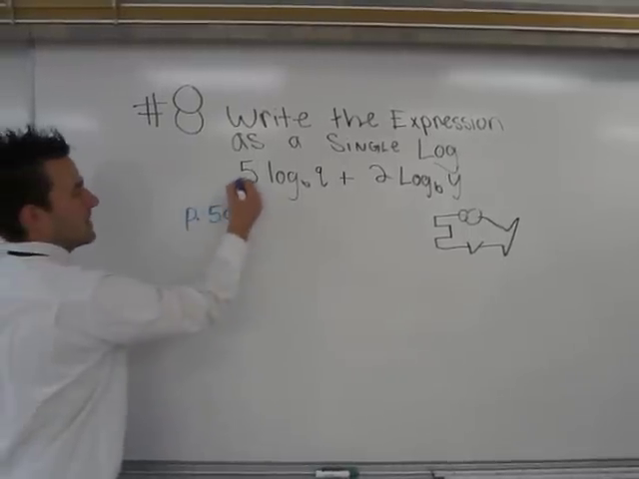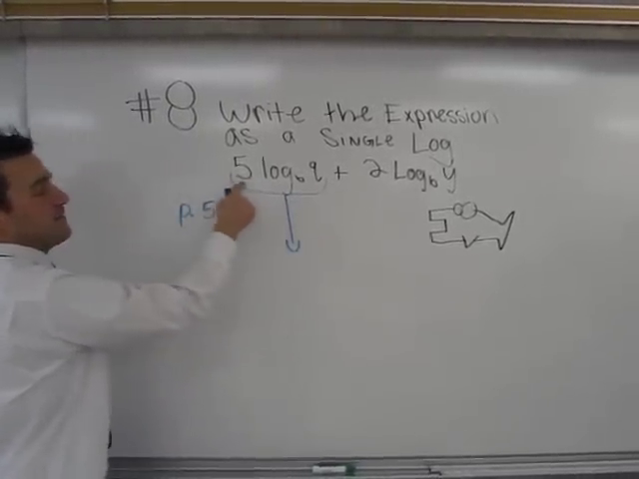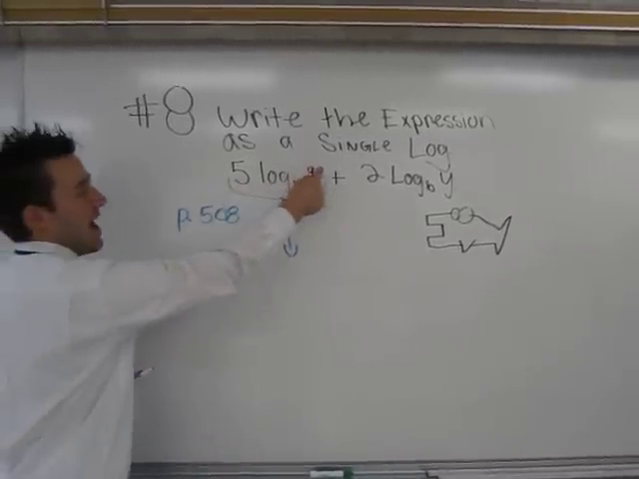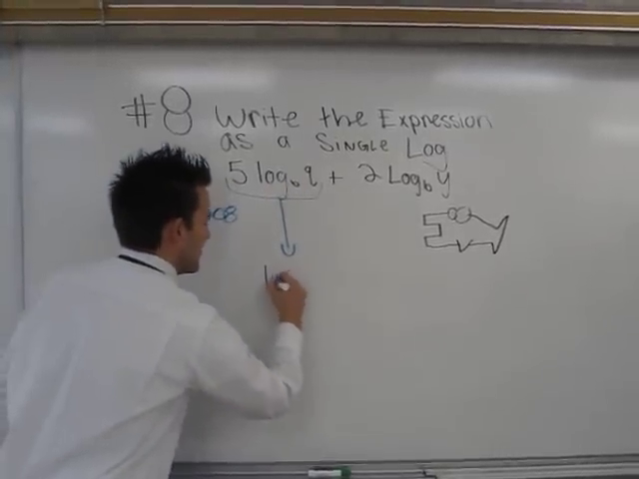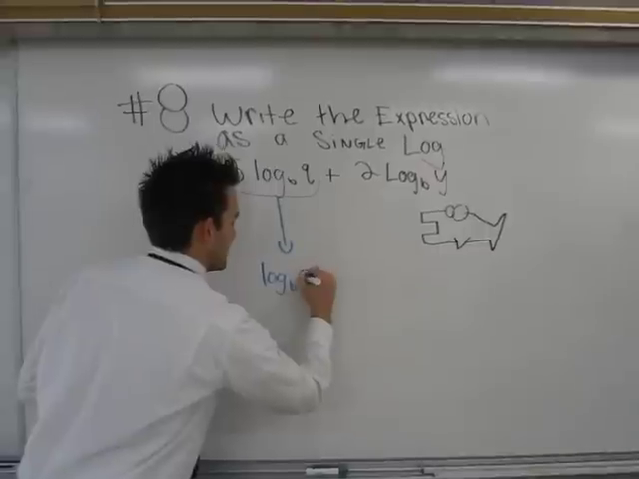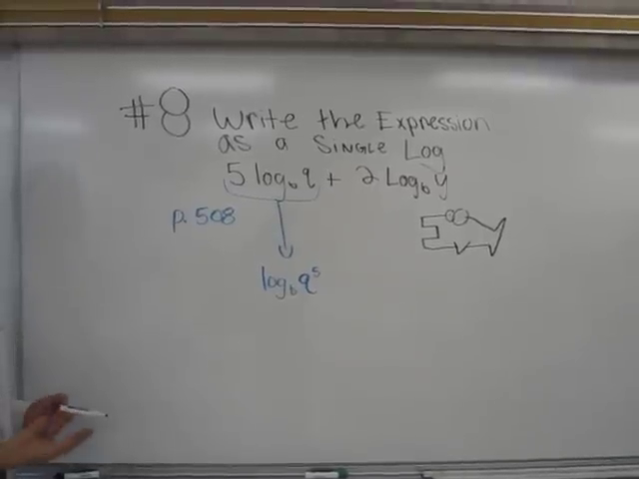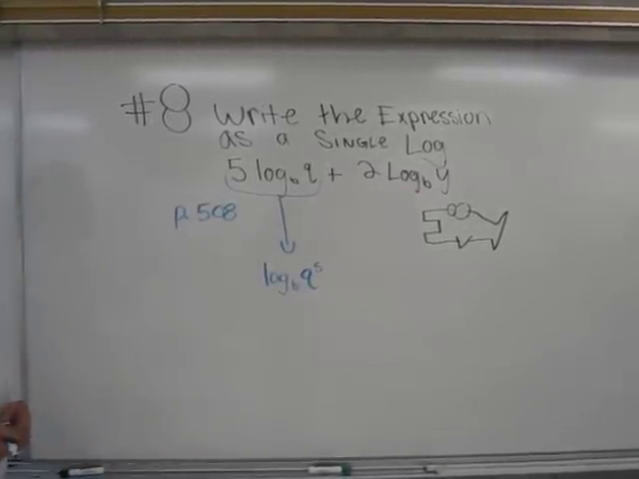Right here, let's just look at this first term. This 5 in the front, according to the power property, becomes the power of the q. So this right here can be written as log base b of q to the 5th power. What you need to do is figure out what to do with this term and then figure out how to combine them.